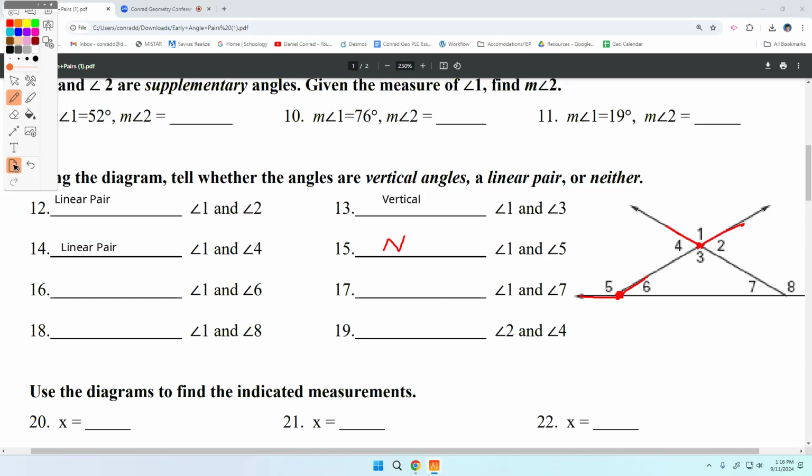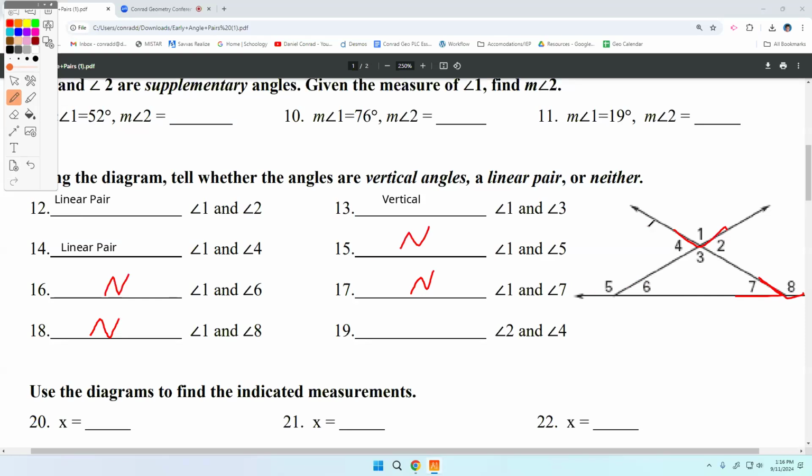Okay, the next one, 1 and 6. So again, we're looking at 1 and then 6. Again, they are different intersections. This one should be neither. Okay. 1 and 7, different intersections. This one should be neither. They have to share the same endpoint, the same vertex, right, and be across from each other. 1 and 8 is going to suffer from the same problem. They're not at the same intersection, so that one's neither.